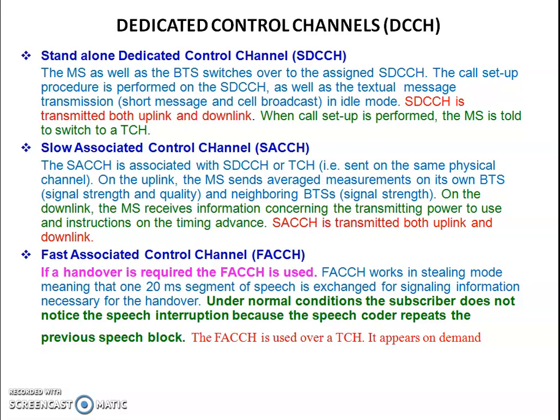It appears on demand. So whenever a handoff procedure is going on, or the user is in a high speed vehicle, and the call needs to go into stealing mode, this 20 millisecond speech segment gets repeated. We generally don't realize the repeated message while communicating, even in a high speed mobile. So it is generally required during the handover procedure. It comes as and when it is required.